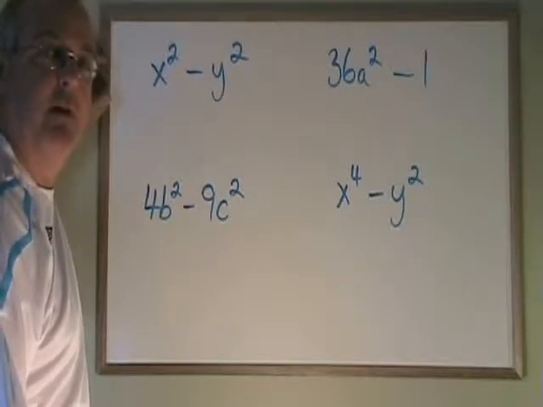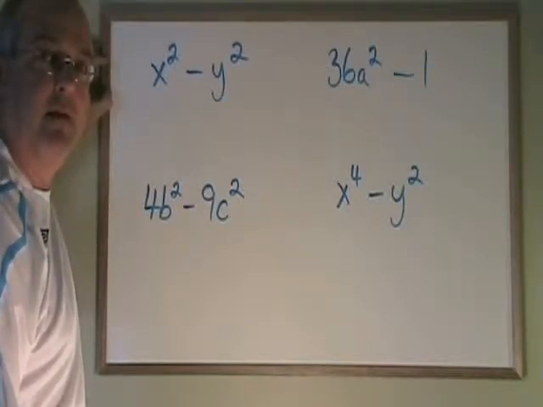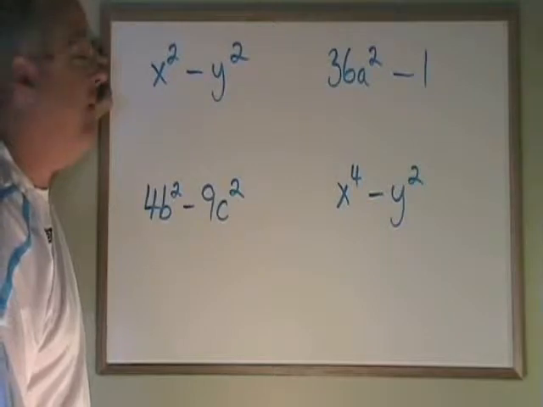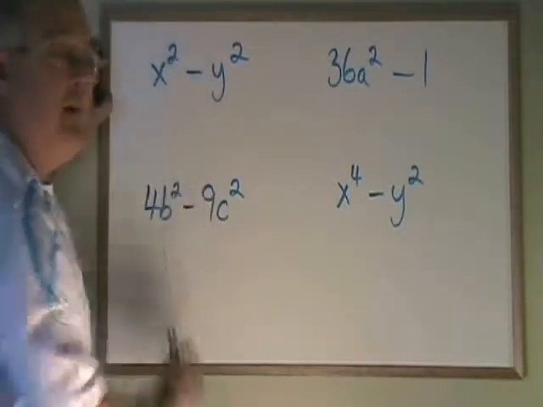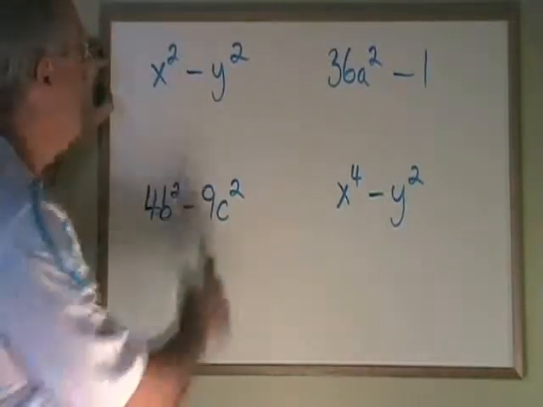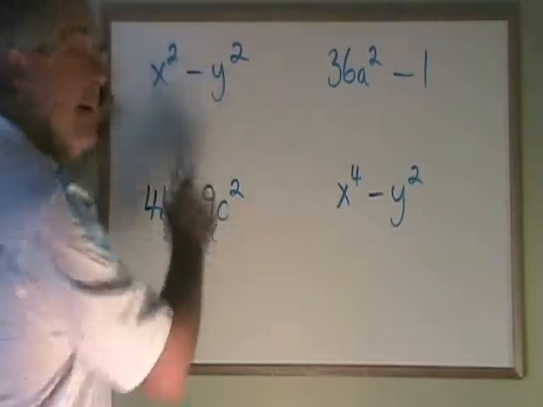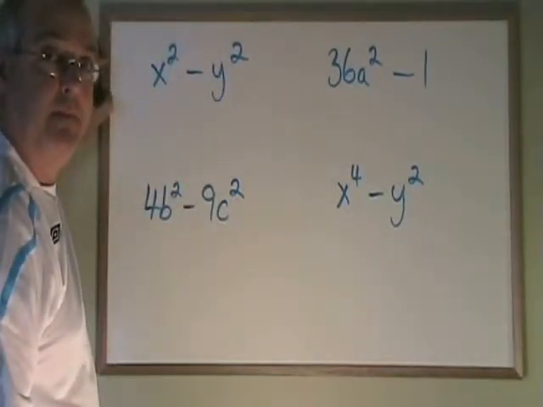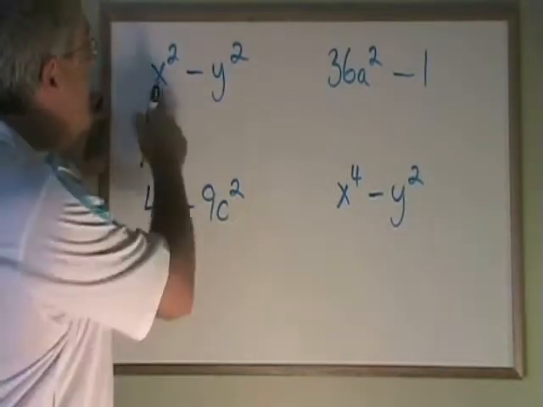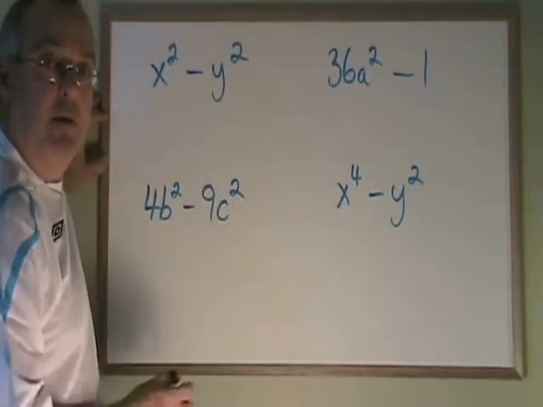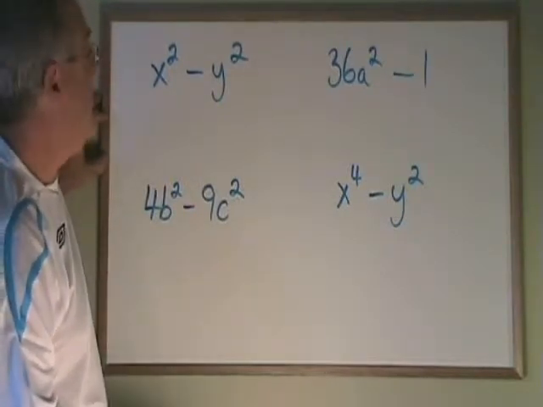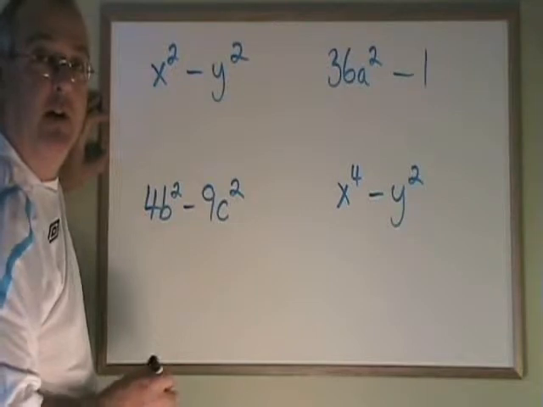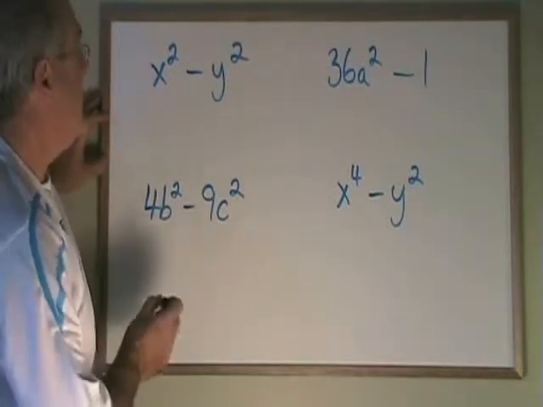Difference of squares is one of the more simple factoring methods. It only works when you have a binomial. The sign in the middle has to be a minus sign, and both the first term and the second term have to be squares. Here we have x squared minus y squared. Both x squared and y squared are squares, and it is a subtraction. So this can be factored with difference of squares.